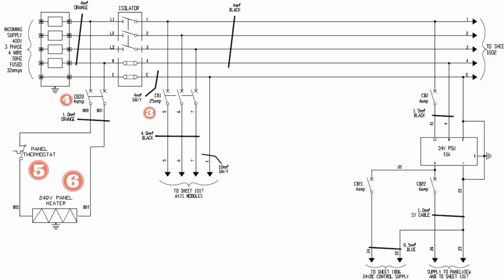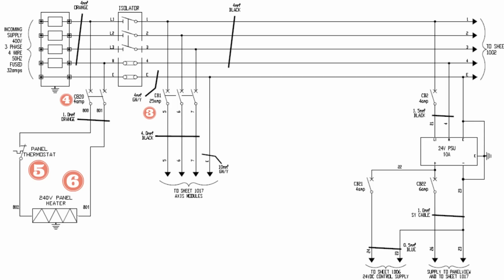Now look at the circuit breaker marked 4. It's a CB20, 4 amp circuit breaker. That is a 2 pole circuit breaker. It takes live L1, which is the red, and it takes neutral, designated as N. That is, it takes live from cable 1 and cable 4. Now take a little bit downward.